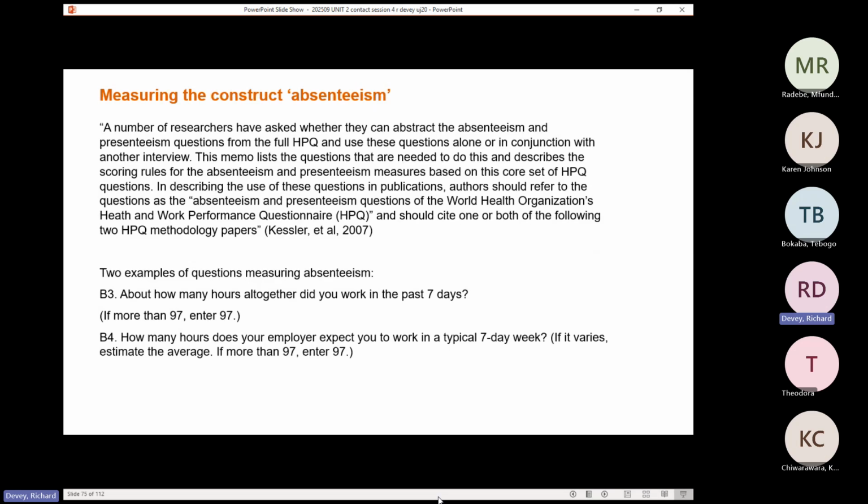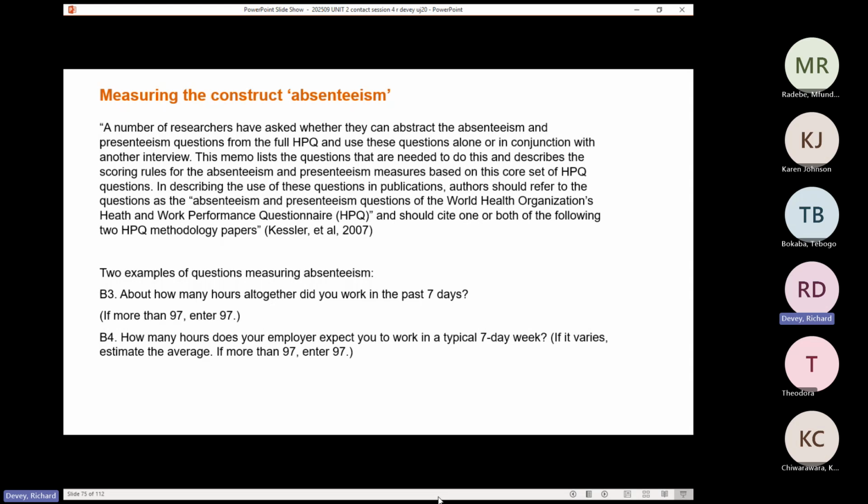And then this next slide gives an example of a construct which measures absenteeism. So there is a scale which measures absenteeism and also presenteeism. Absenteeism is when you're absent from work. Presenteeism is when you're at work but you're not working. So those are the rough definitions of those concepts.